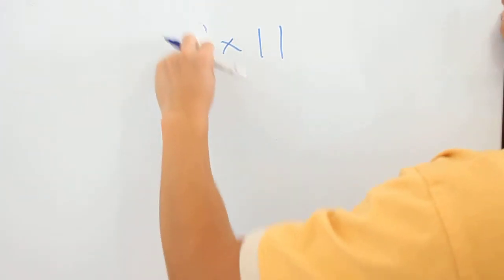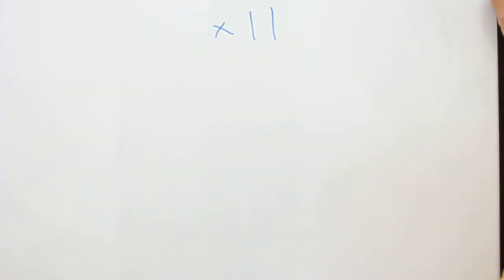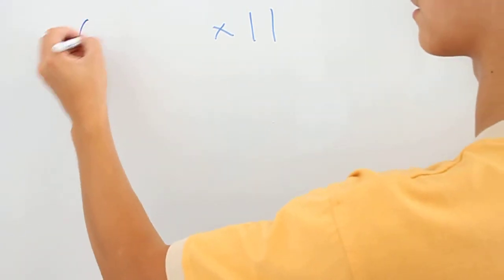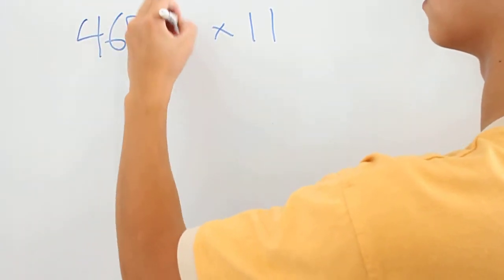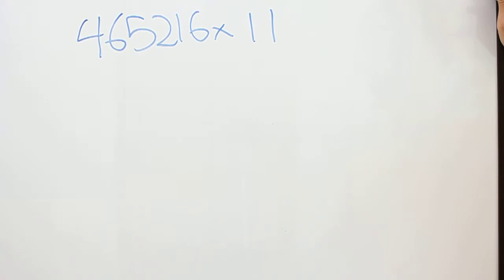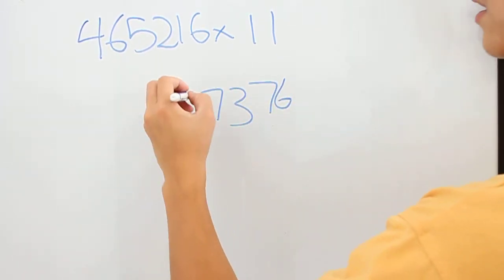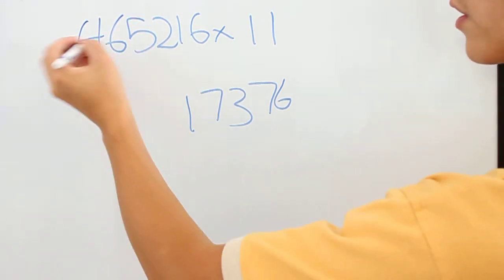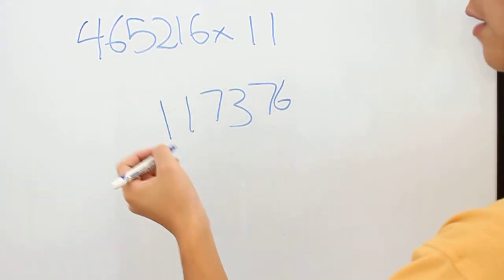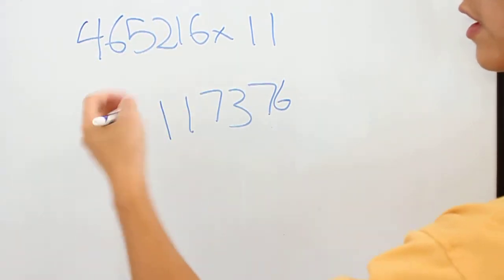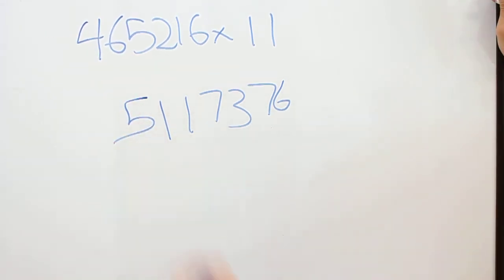And if you really want to see how powerful this is, we could do a number like 465216. And I can do this really quickly. 6, 7, 3, 7, 11, but I'm going to carry over. 4 plus 6 is 10, and I carry over the 1, so it's 11. And then once again I carry over, and 4, 5.